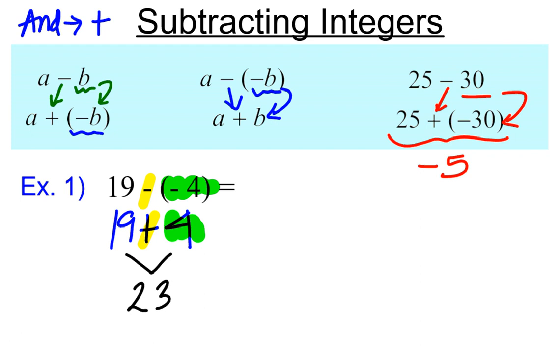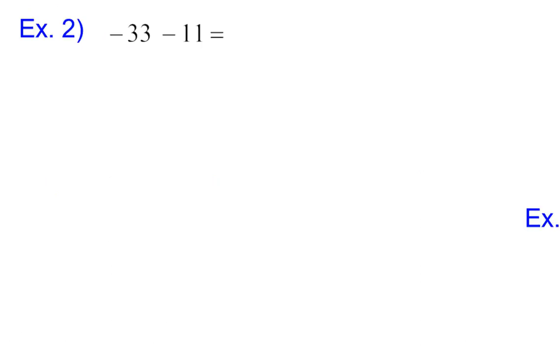Okay, we're going to practice this a couple more times. Let's take a look here. In this example, I have negative 33 minus 11. What does that equal? We have to remember, we're going to change the subtraction problem to an addition problem. So we take this negative 33, and this doesn't change. A lot of people just want to grab every negative and change it, but that's not true. Remember, we don't touch that first integer. That first integer stays the same.